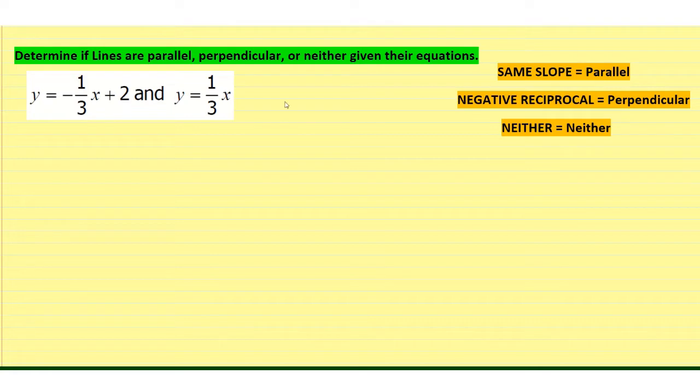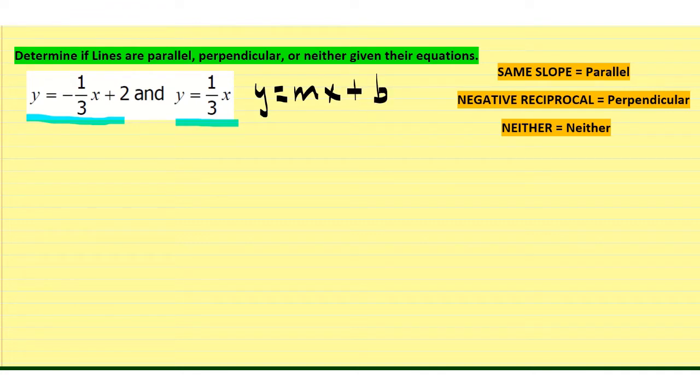We are going to determine if these two lines are parallel, perpendicular, or neither given their equations. So let's look at the equations. We have y is equal to negative 1/3 x plus 2. We also have y equals 1/3 x. Again, we need to recognize that these are in the y equals mx plus b format. That is called the slope-intercept form.